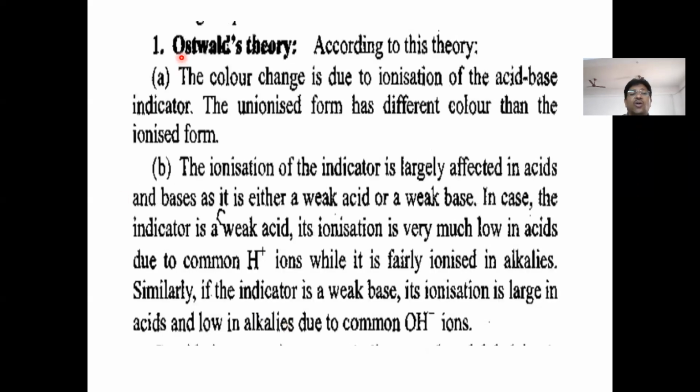The first theory is Ostwald's theory of acid-base indicators. According to this theory, the first point we have to understand is that the color change is due to the ionization of the acid-base indicator. Ionization means breakdown into ions. The molecule will be broken down into ions. That is called ionization. So the color change is due to the ionization of the acid-base indicator.